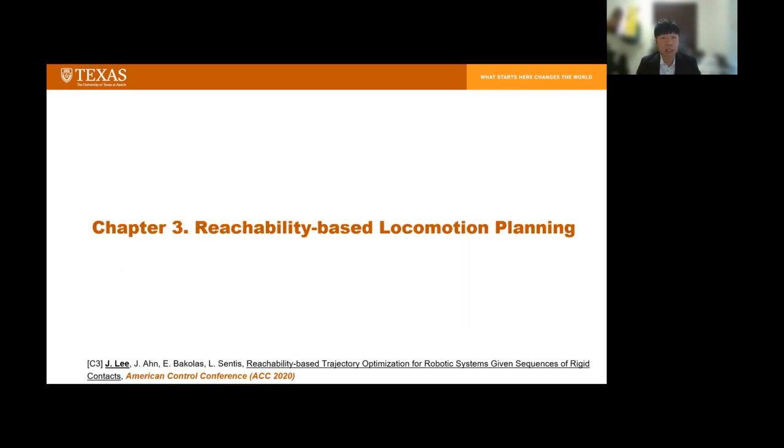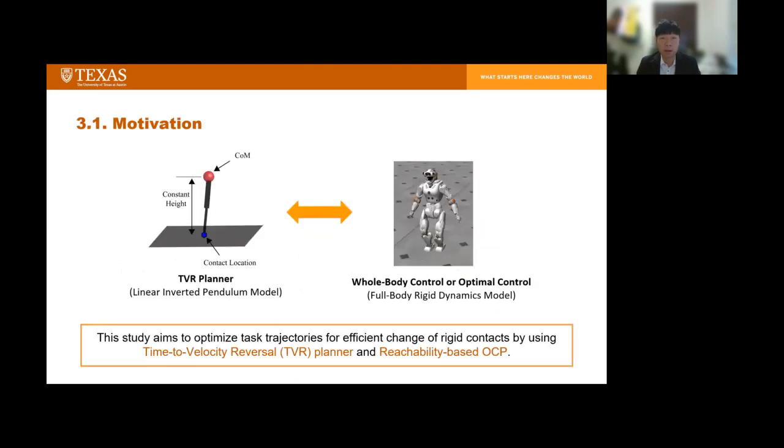And the second study is reachability-based locomotion planning. We frequently use different models in the layered structure of whole body control. For example, we employed a reduced order model at the planning level, but the feedback controller is based on the full body dynamics. We are interested in the discrepancy between planning and control models. In this study, we used the time to velocity reversal planner in the planning step. However, our whole body controller is a full state feedback controller.